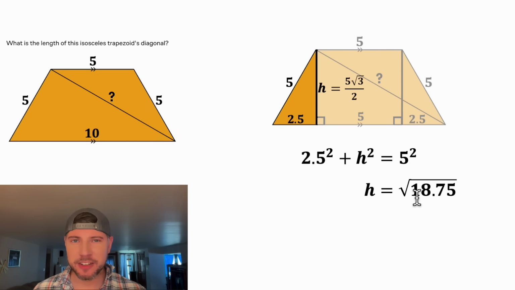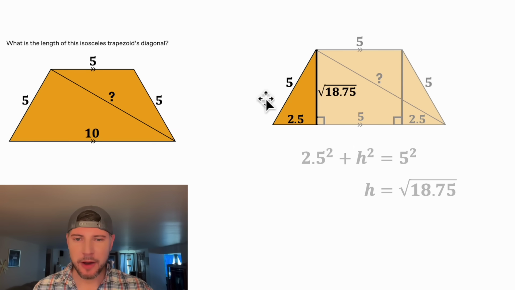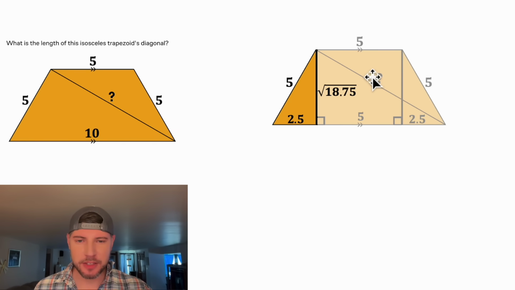If this were our final answer, I would say 5 root 3 over 2 as our answer. I think that's the most simplified version. But since we're still in the middle of our work, I think it's going to be easier to work with the square root of 18.75. So in the place of this h, let's plug in square root of 18.75. And now I think we have everything we need to find this question mark.